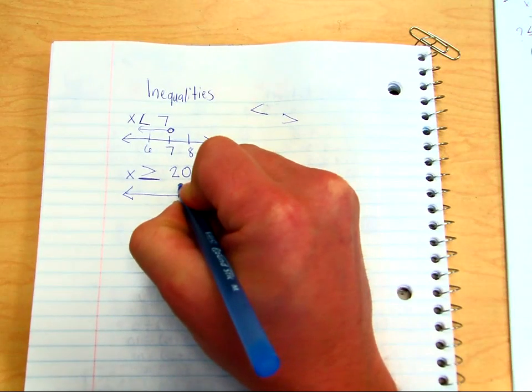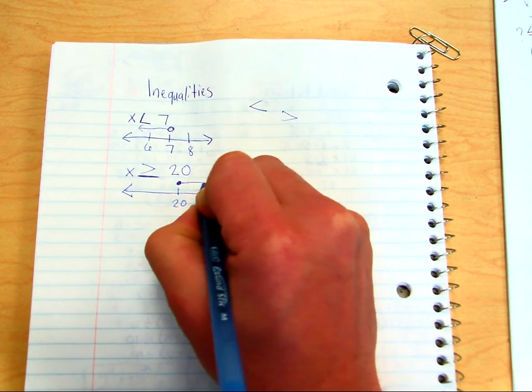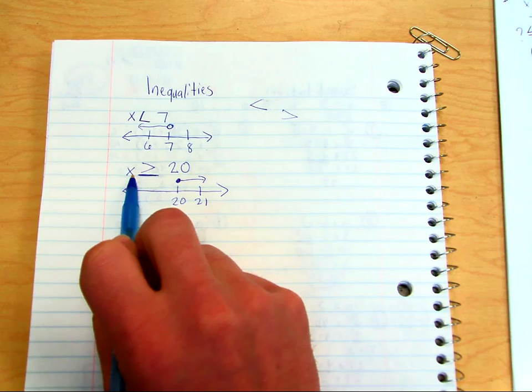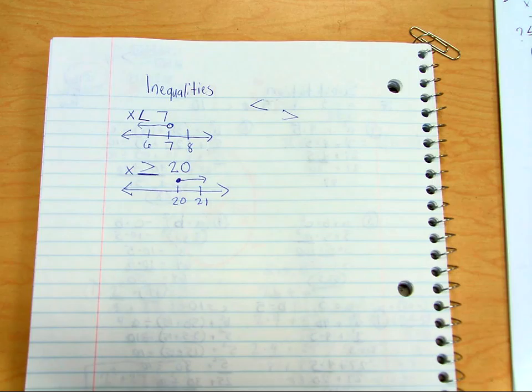So I have 20, and I'm going to fill the circle in, meaning this point counts. And I'm going up. That's showing whatever value for x must be 20 or more. It includes 20 and goes up.